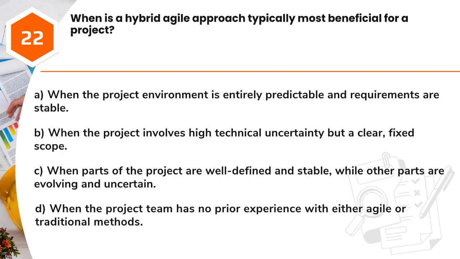Question 22. When is a hybrid Agile approach typically most beneficial for a project? A. When the project environment is entirely predictable and requirements are stable. B. When the project involves high technical uncertainty but a clear, fixed scope. C. When parts of the project are well-defined and stable, while other parts are evolving and uncertain. D. When the project team has no prior experience with either Agile or traditional methods.